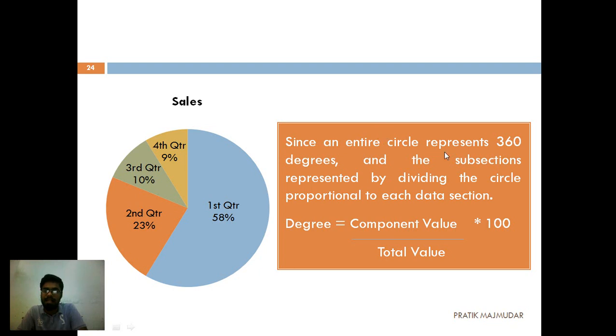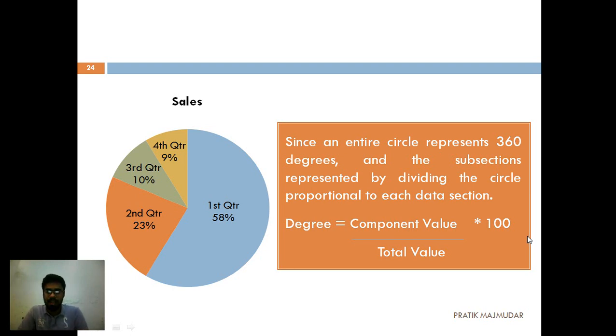This is the simplest example I can give you. Since the entire circle represents 360 degrees, the subsections are made by dividing the circle proportionate to each data section. This is the first quarter, second quarter, third quarter and fourth quarter. From this I can analyze that the highest selling is done in the first quarter, the lowest selling is done in the fourth quarter, the last quarter, and the medium range of selling is done in the second and third quarters. So how are we going to analyze that? This is the formula: degree is equal to component value divided by total value into 100.